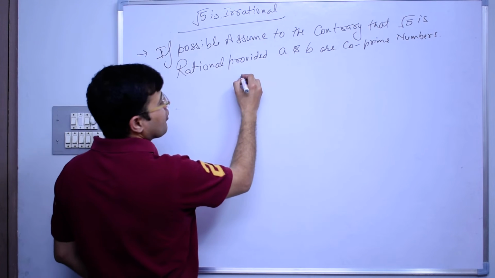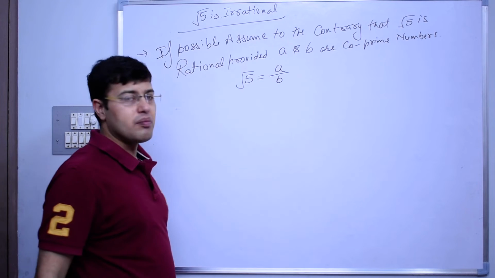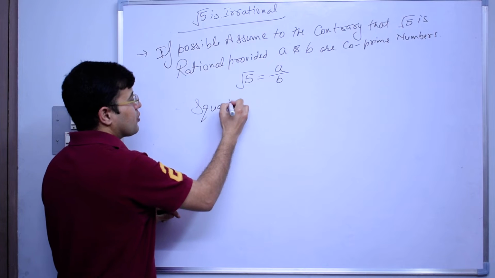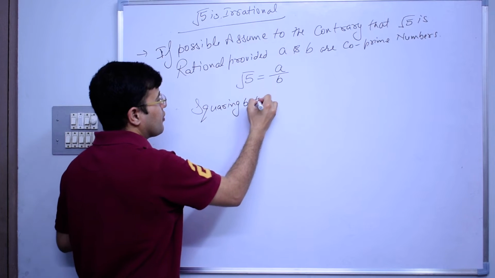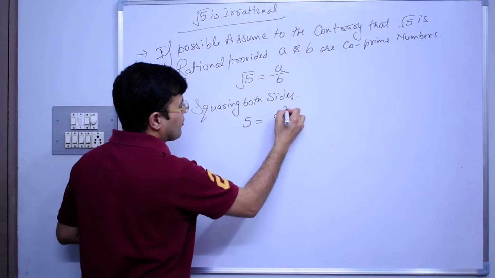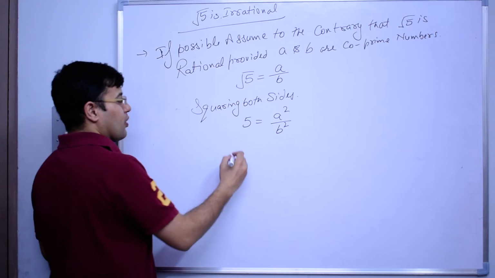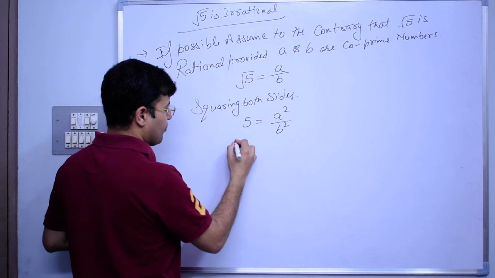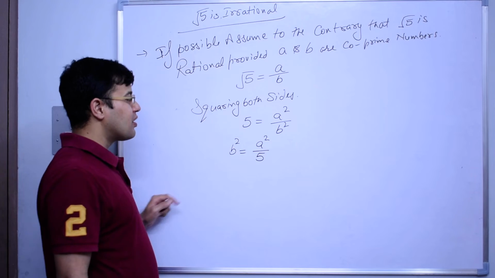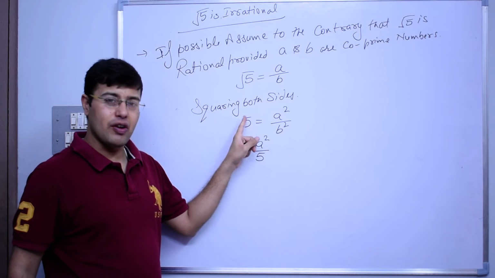Now the next step is you will equate it: root 5 is a by b. Now you will put a square over there, squaring both sides. So 5 is equal to a square by b square. Now you can write it as b square is equal to a square by 5. What I did was just cross multiply it: the numerator and denominator, I just shifted the values over there.